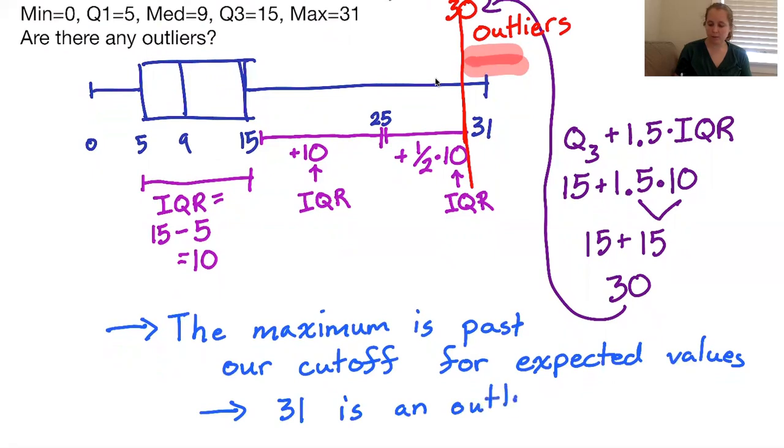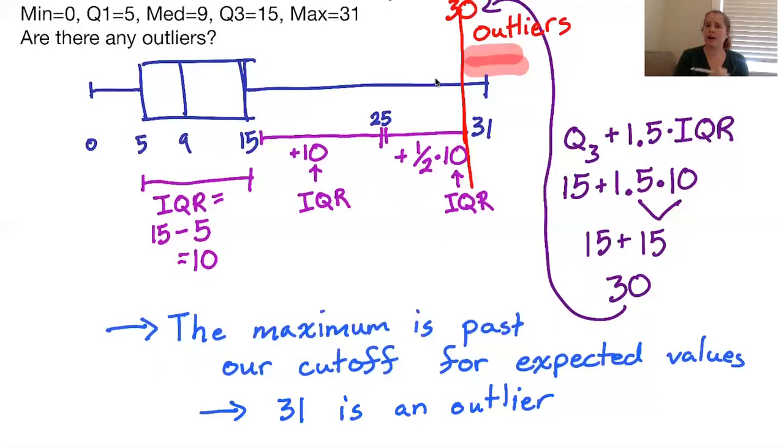Now, from the 5-number summary and the box plot, we have no idea what any of the other specific values are. We don't know if there were other individuals that were beyond that 30. But we do know, because the maximum is 31, that we have at least one individual that has more than 30 cups of coffee per week.